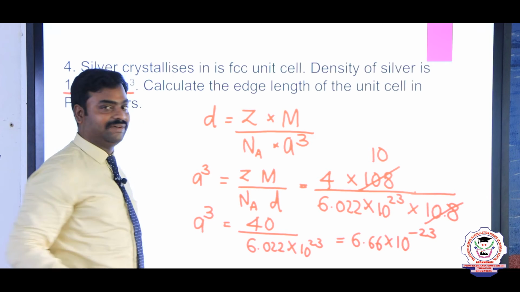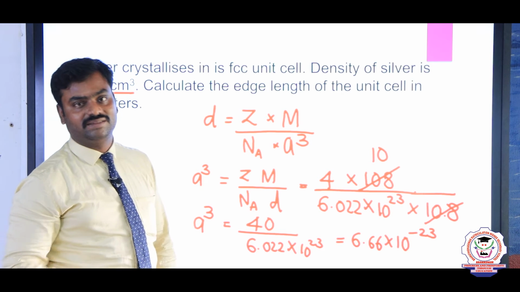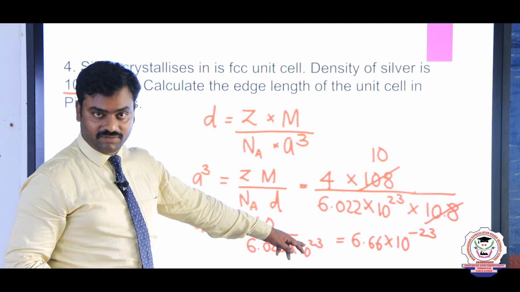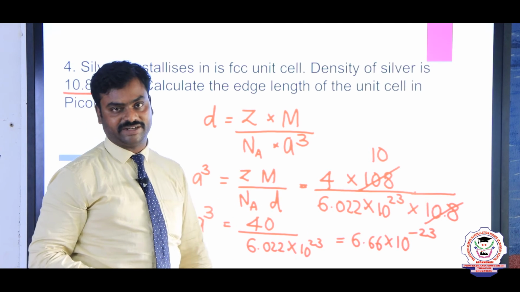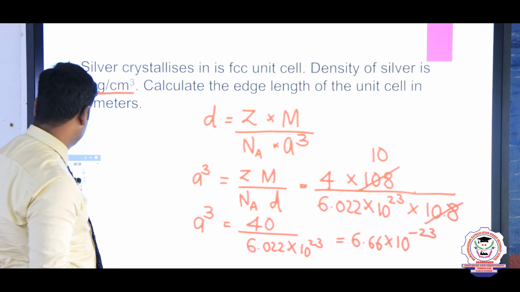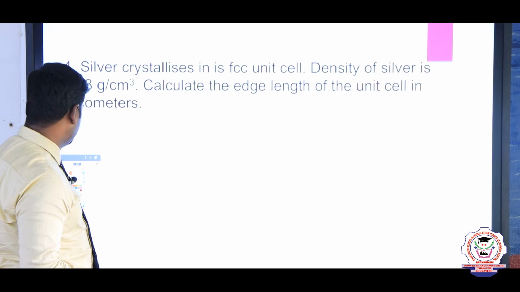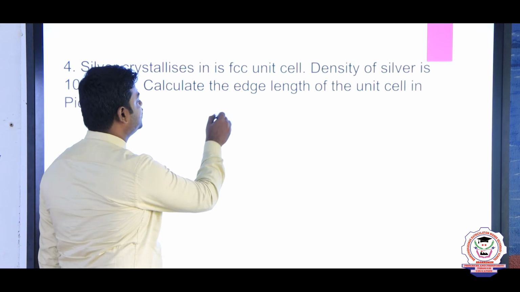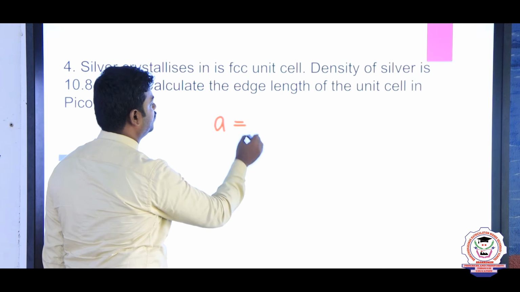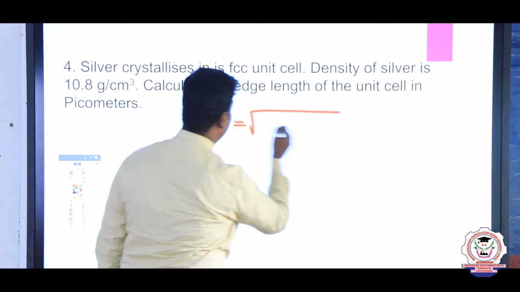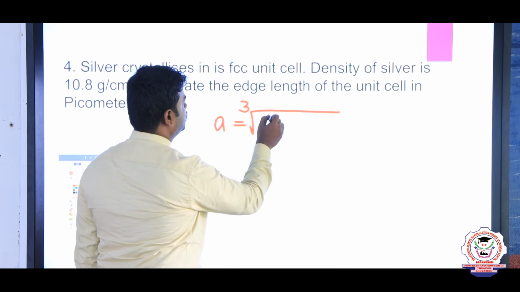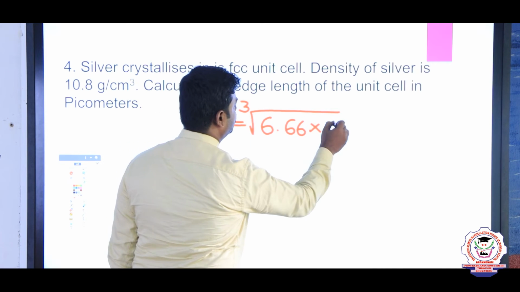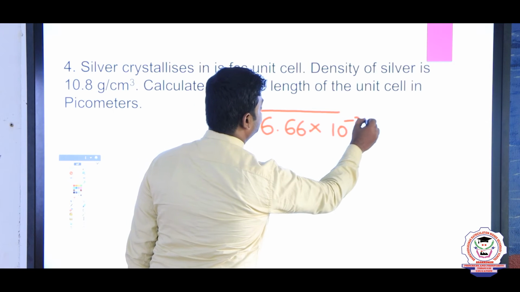But what is our aim? Our aim is to find out the edge value. How to find out the edge value? Using the volume 6.66 into 10 power minus 23, we have to take the cube root of the A cube value, the volume. So, A is equal to cube root of 6.66 into 10 power minus 23.